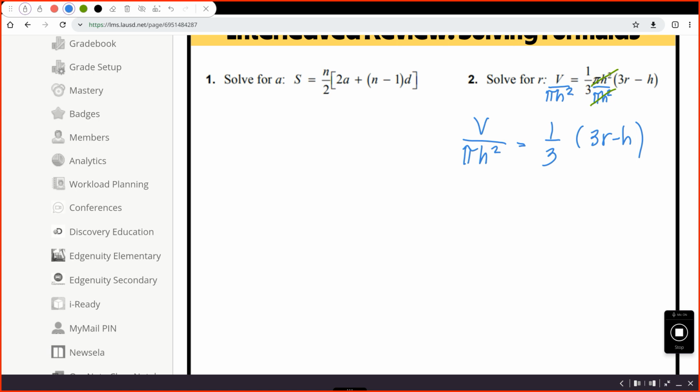When you multiply here by 3, where will the 3 go on the left-hand side? Where will I put the 3? Top or bottom? Top. Okay. All right.